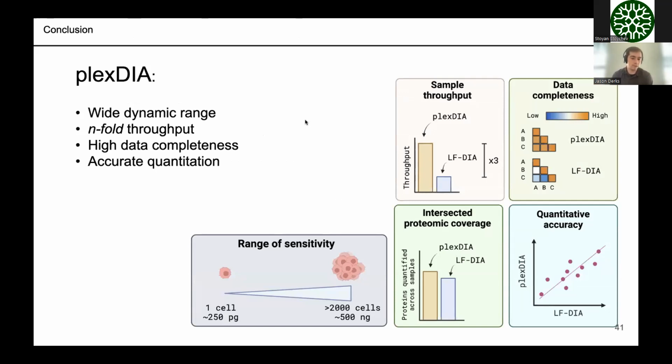So some of the conclusions that we can make from this is that plexDIA is sensitive to a wide range of inputs, from single cell analysis, which is what I just showed, and it's also sensitive to bulk analysis, where you would run thousands of cells. We can get n-fold throughput by running these samples in parallel. Really high data completeness, again, because we're running these samples in parallel, and we can extract signal where we expect it to be. And we have accurate quantitation, which we benchmarked in several different ways.